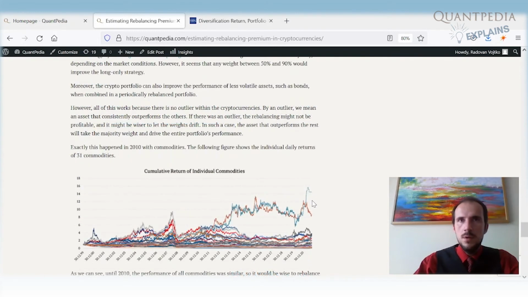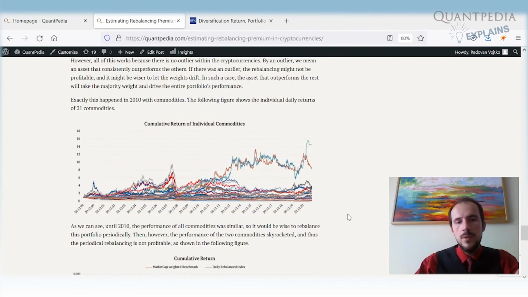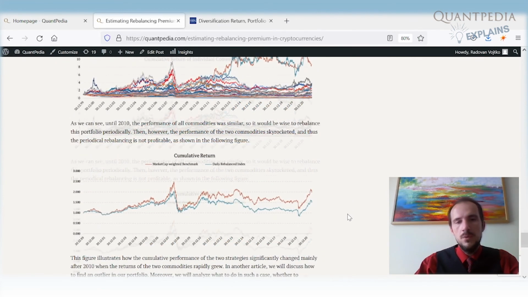There is one important piece of information that I'd like to mention. Now, this rebalancing works well because cryptocurrencies mean revert to some common average. It doesn't make sense to rebalance a portfolio if there is an outlier that is strongly trending. It happened exactly in 2010 with commodities. We did a test of the rebalancing premium with the commodities. What we found out is that the commodity rebalanced index was outperforming or performing nearly the same as the market cap weighted benchmark, so the benchmark that lets the weights of commodities drift, until around 2008.